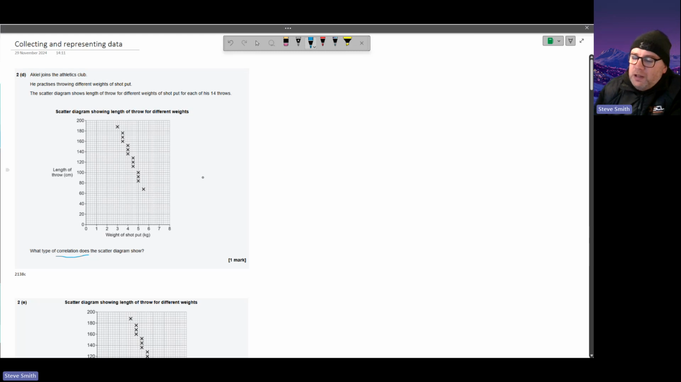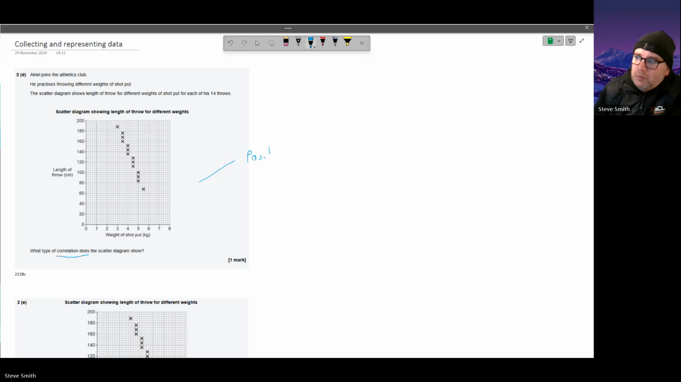If things are on the up, it's positive. If things are on the slide, negative. If they're all over the place, the dots, there's no correlation, but generally they're going to ask you a question where there's one correlation or another.